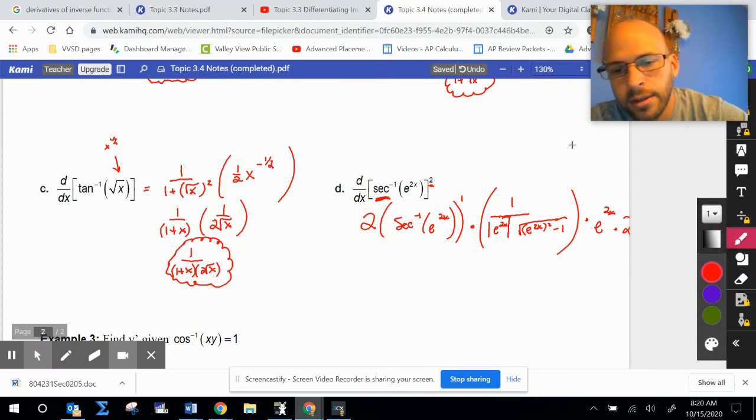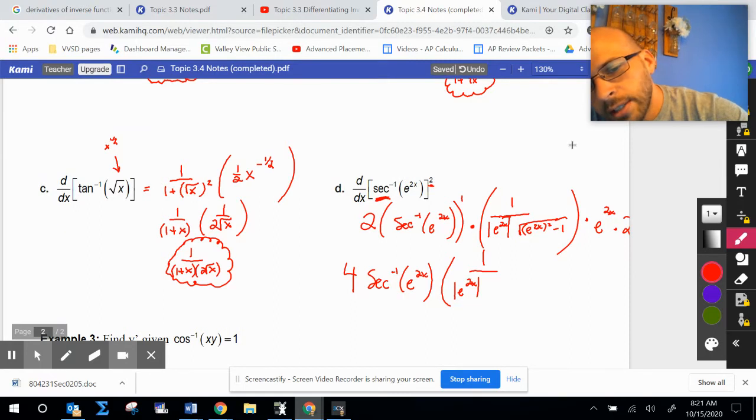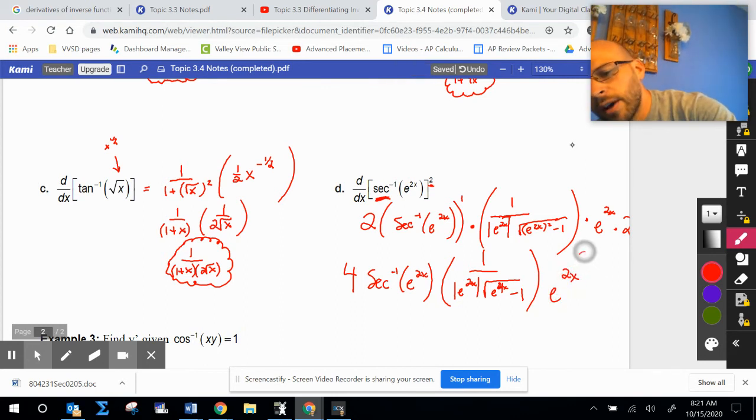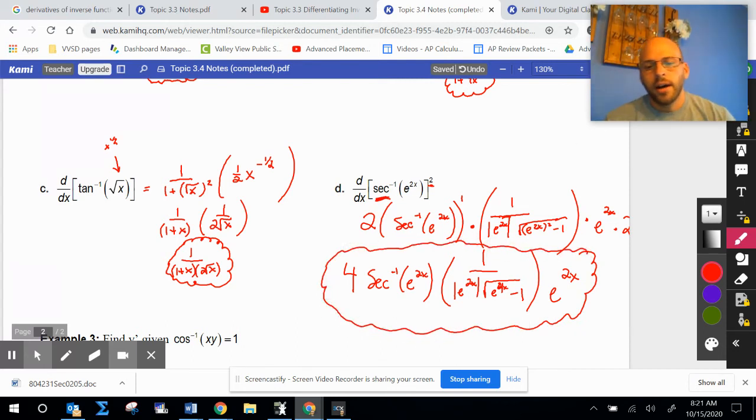I'm going to combine the two e multipliers. That gives me a 4 times secant inverse of e to the 2x times a 1 over the absolute value of e to the 2x times the square root of e to the 2x squared, right? So if I square e to the 2x, that's really just e to the 4x minus 1 times another e to the 2x. And that would be my derivative. Now, I'm sure you can probably simplify that a little bit more, but like I said, they don't really test secant too often. I would leave my answer like that, especially on a free response.